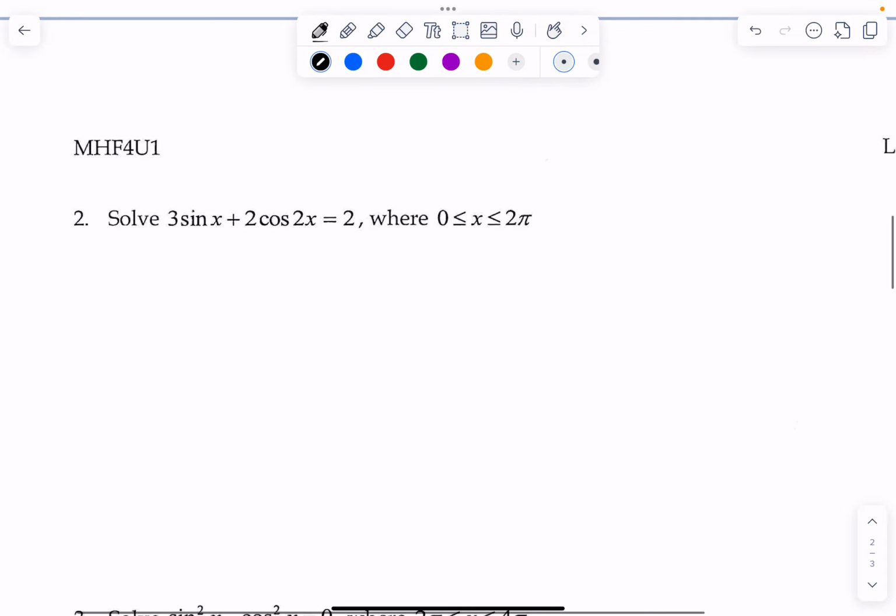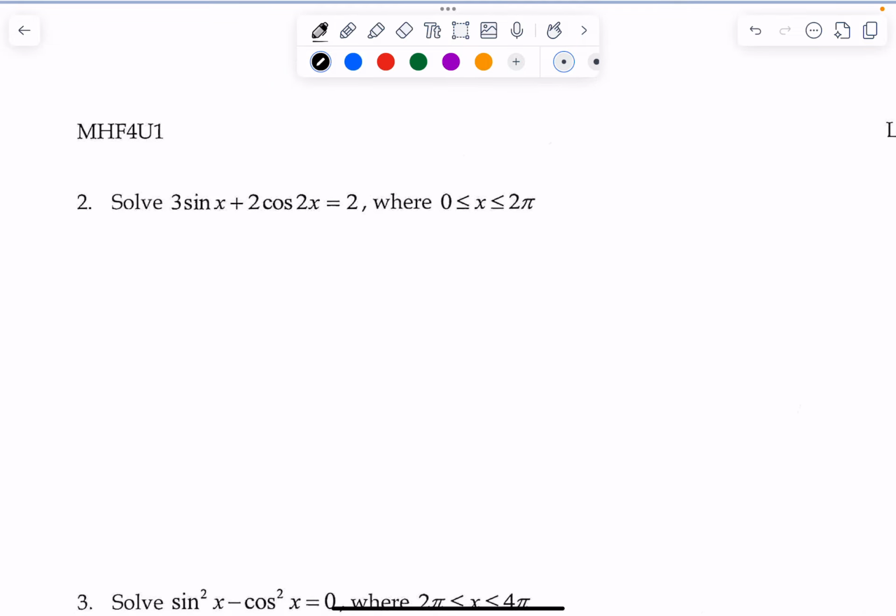Question 2. 3 sine x plus 2 cos double angle x equals 2 in the 0 to 2 pi domain. So we're looking for values of x that would give the output of being 2 in that domain. Well, first of all, that equaling 2, that's a problem. We're dealing with solutions, so we always want a 0 on that side. So let's bring that over. 3 sine x plus 2 cos 2x minus 2. Let's set that equal to 0.